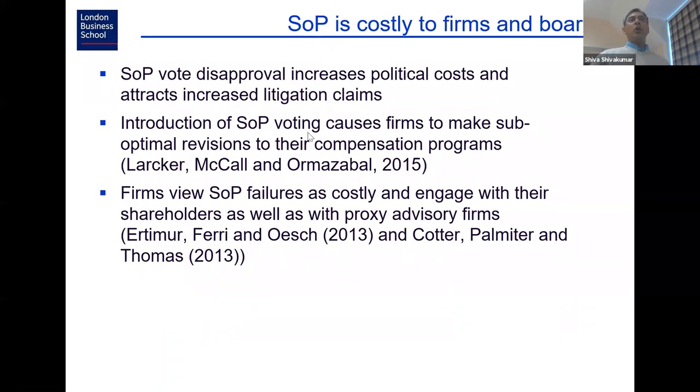The SOP is costly to the firms and to the boards. And this is important for my particular setting here because we need the shareholder voting for the indirect regulation to work to be costly to the firms and the boards for them to take that voting seriously. And in this particular case, there is evidence that SOP voting has been costly to the firms. So for instance, typically if companies receive a disapproval vote, then there's a lot of negative media coverage associated with such SOP vote disapprovals.